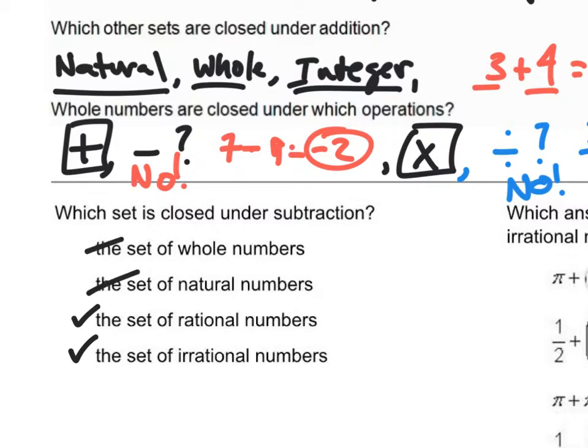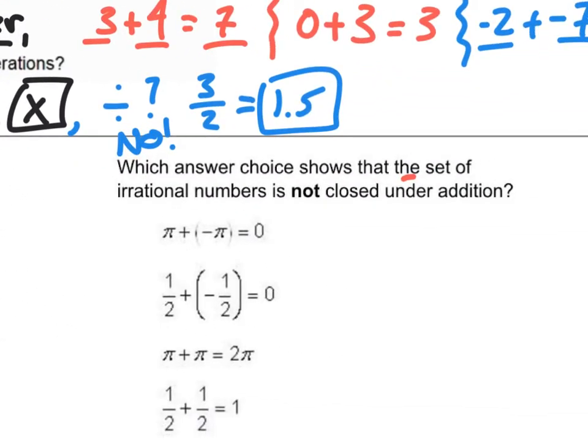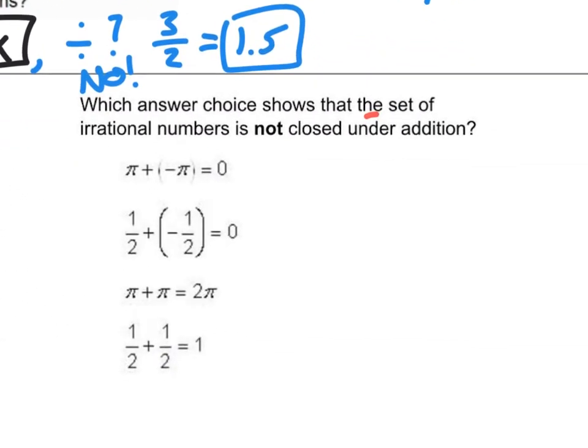Okay. All right, then it says this. Which answer choice shows the set of irrational numbers is not closed under addition? Well, I remember this one. I think it was the first one. Okay. Which answer choice shows that a set of irrational numbers is not closed under addition?